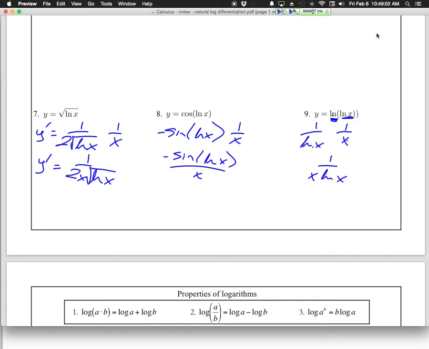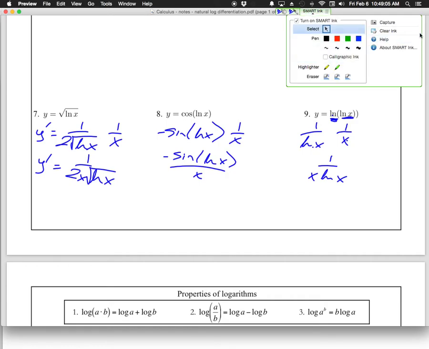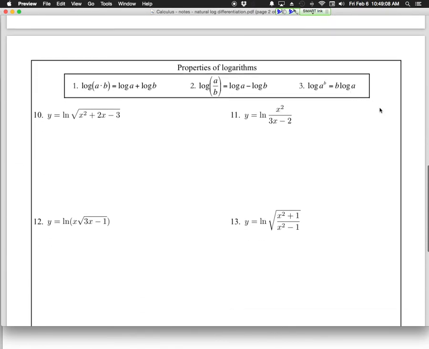Now it is helpful to remember our three basic properties of logarithms from last year, because it makes finding derivatives easier. This first one, what's it telling me? If it's being multiplied inside, I can separate it using addition. If it's division inside, I can separate using subtraction. And if I have an exponent on the inside, I can move the exponent to the front. You guys remember those three things? Sound familiar?